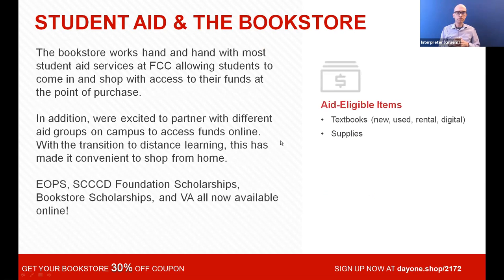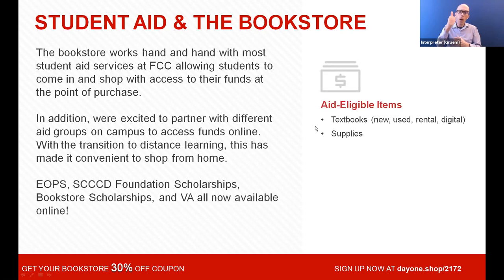Student aid in the bookstore, I kind of jumped ahead previously. Most of our stuff is now available online. Again, student ID and the last four of the social security number is all you need. The email address I gave you at the beginning, the 2172, that's the best way to get a hold of the store. If you need some verifications on anything, how do I use it? Am I there yet? We'll certainly get back to you within at least an hour or two. We've been pretty good at that, or early the next day.